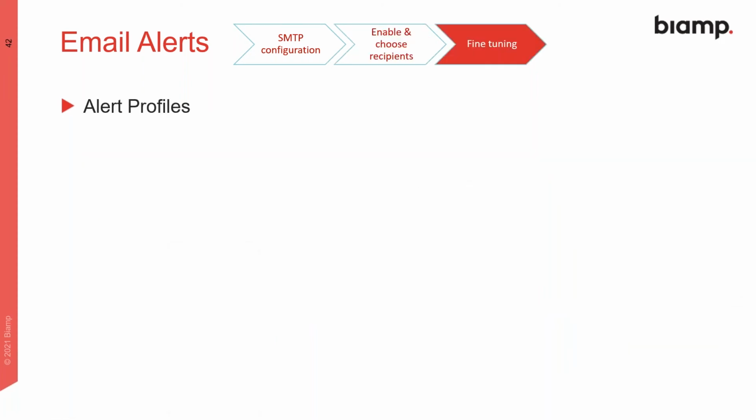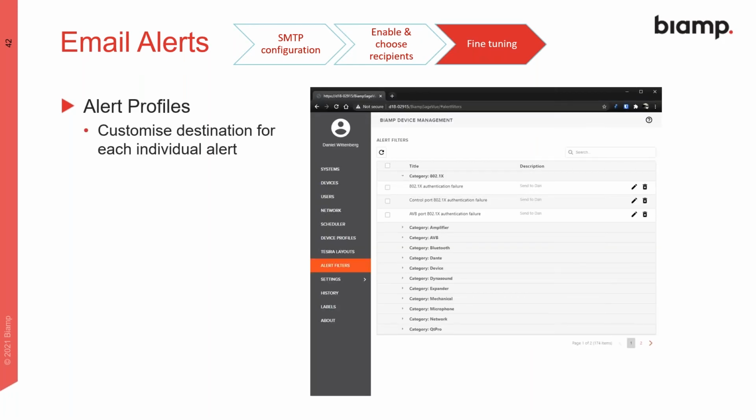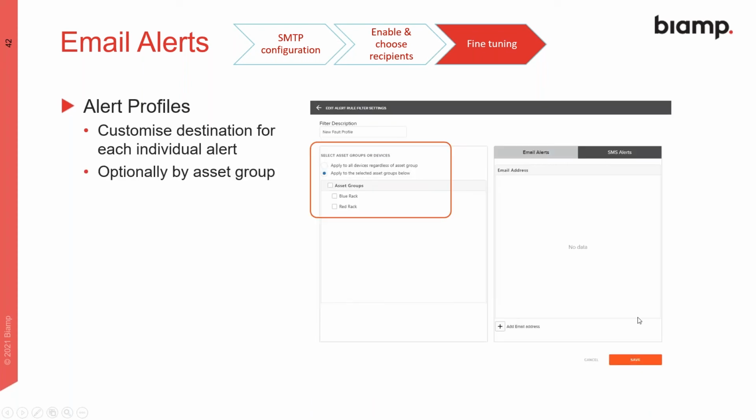However, we have a little bit more fine tuning that we can do here via these alert filters and alert profiles. Essentially, alert filters and profiles give you the ability to customize the destination for each individual alert. We have a GUI within the web browser here that allows you to go through and show all the different types of alerts that might be generated. And we can actually edit those and associate those with a particular custom alert profile. Those profiles, we can give a custom name. We can apply that to all devices or specific to asset groups.